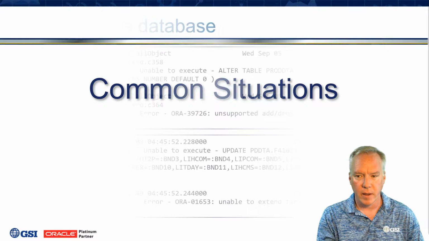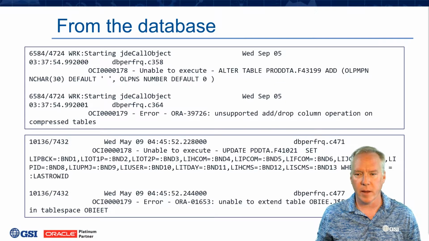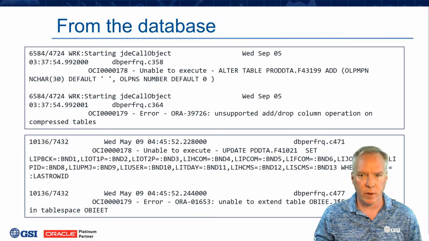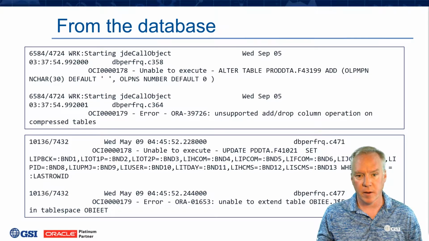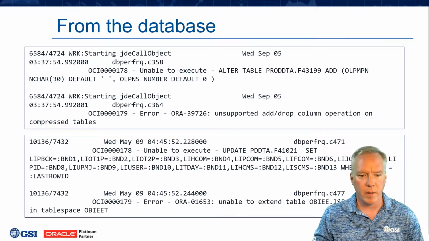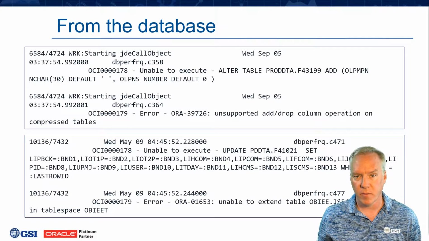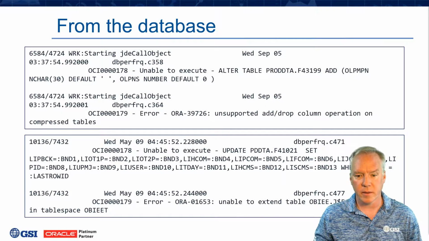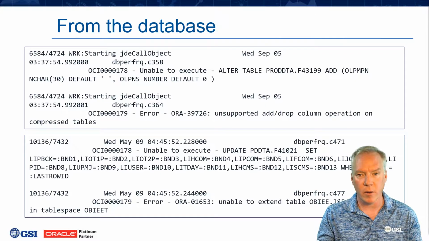So here's an example of a couple of error messages in a JAS log that are from the database being sent up into the JDE log. Got one here saying that they're unable to execute a command, and the top one is an alter table, and the next one, unable to execute an update because there's an Oracle error.